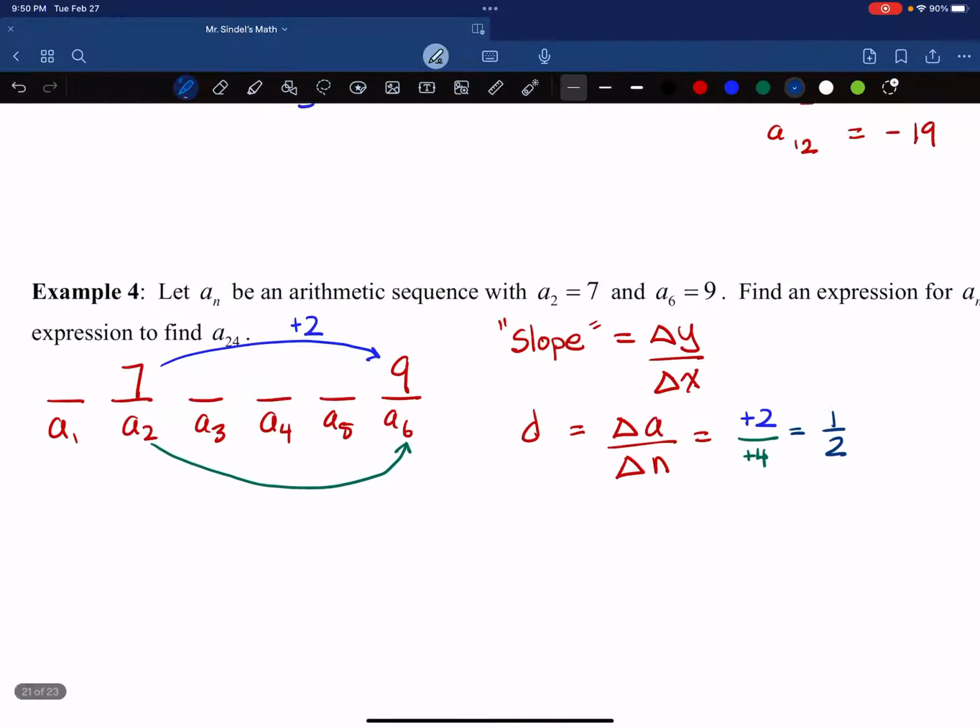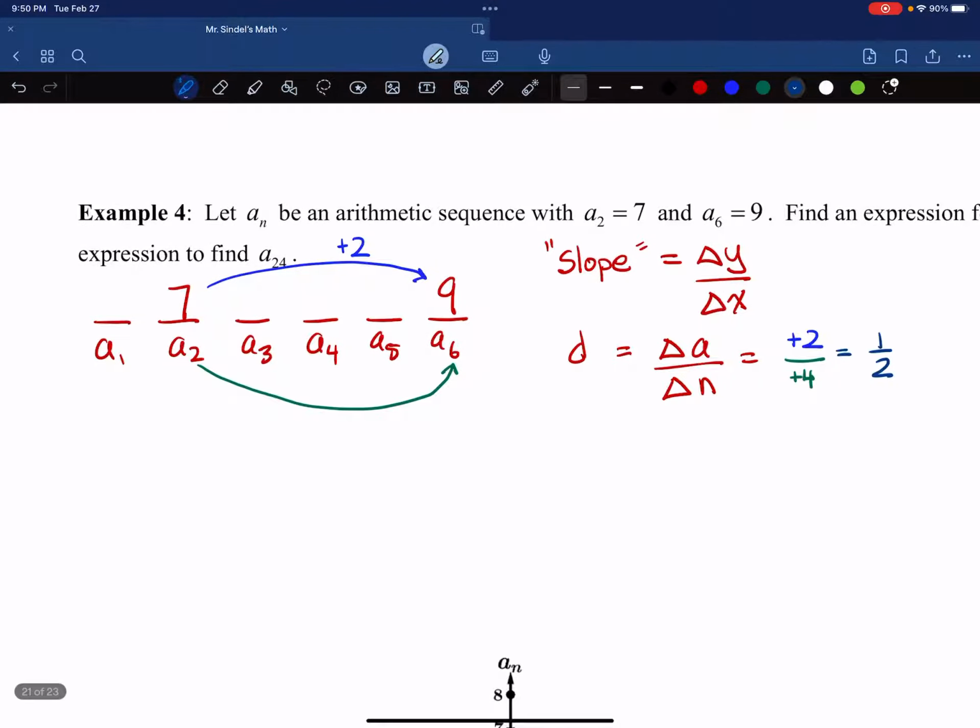And again, we're going to use that king/queen of formulas. And we're going to say, okay, to get any a sub n, we take any term. I could choose the 9th term, or the term of 7, or the term of 9. I could choose the 6th term or the 2nd term. It doesn't matter. I'm just going to arbitrarily say, I'm going to choose this number 7. Okay, 7, the 2nd term.